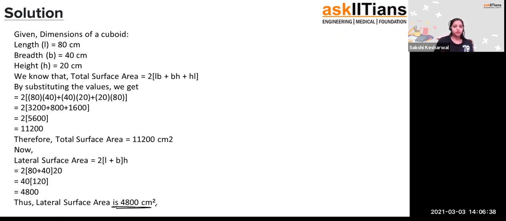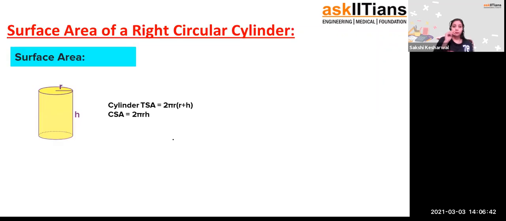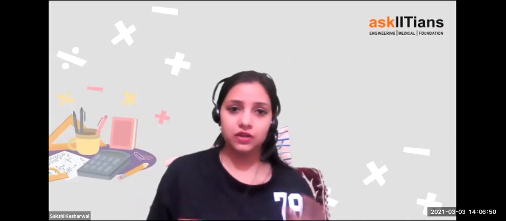Answers are already written. So lateral surface area and the total surface area, it's already written, right? Now coming to the right circular cylinder. Before that, I want to teach you how the right circular cylinders are formed again, because we have already done it. So I want to explain it again.